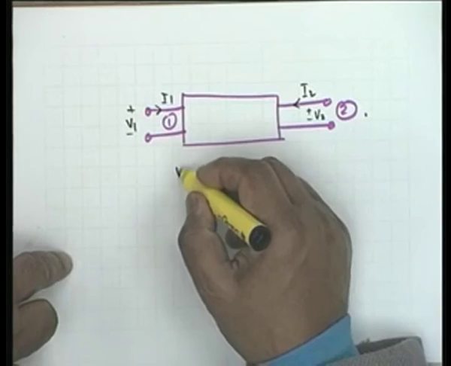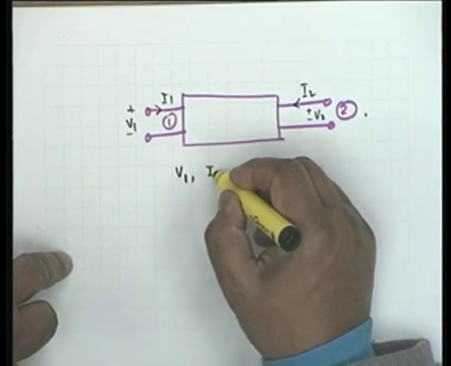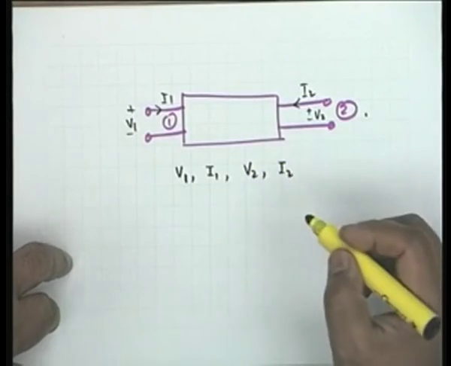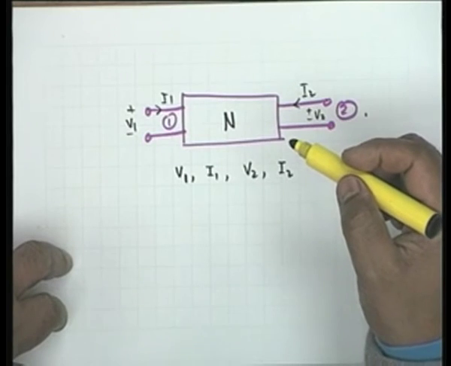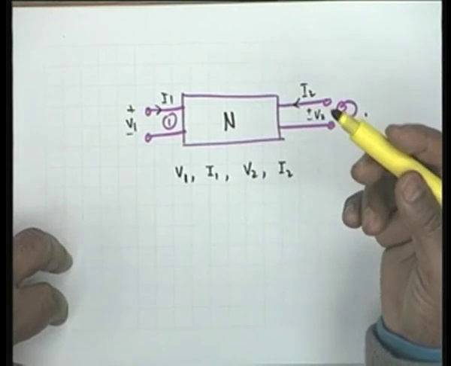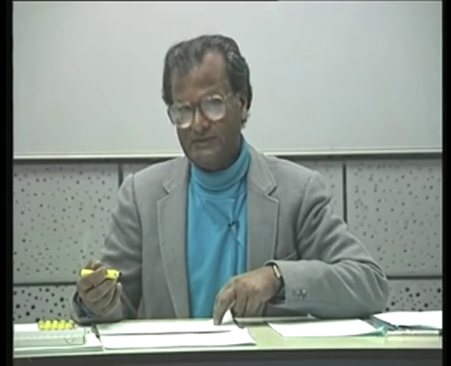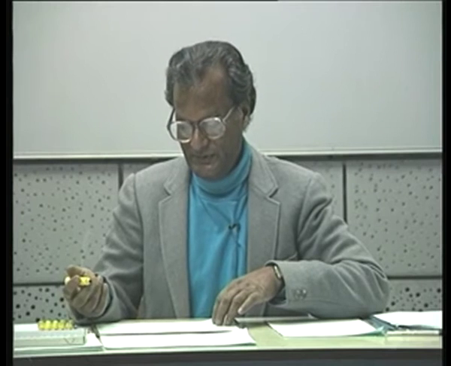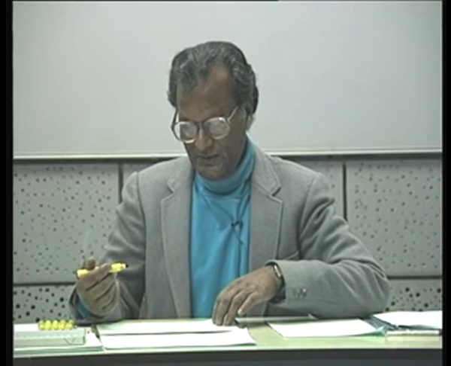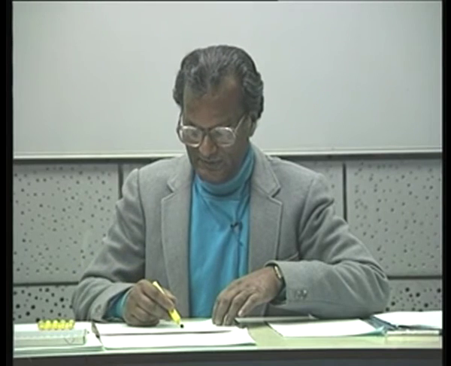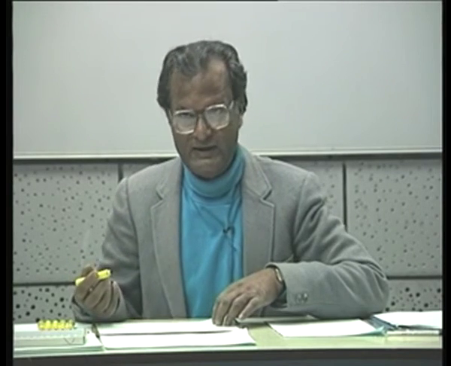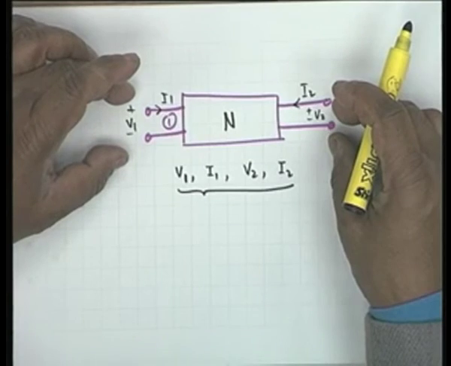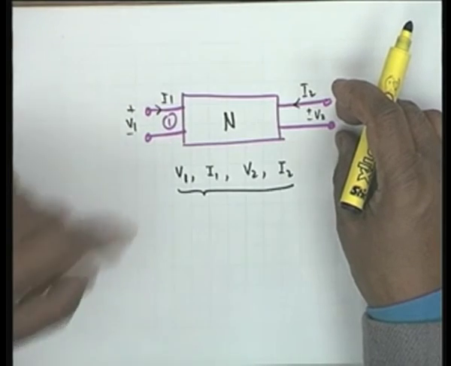So, the quantities that we have now, terminal quantities, are 4 in number: V1, I1, V2, I2, and this is a black box. We may not know what is inside. We want a terminal description or a port description or an external description of the system. What we can do is consider any 2 of these as independent variables, then the other 2 shall be dependent variables. Because there are 2 ports, you can set 2 of these as independent.